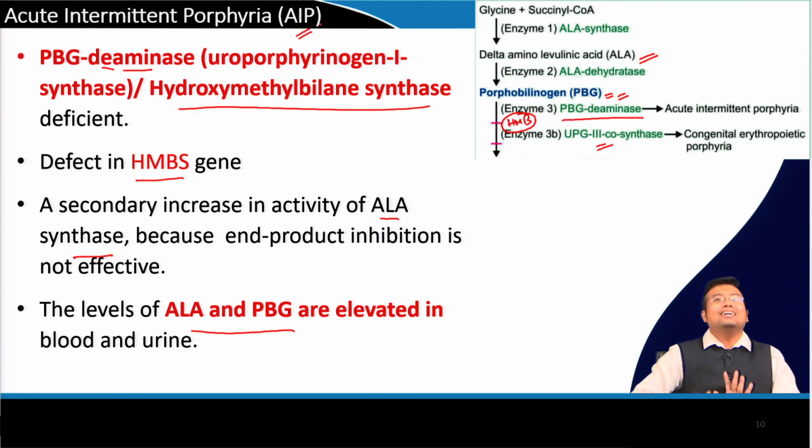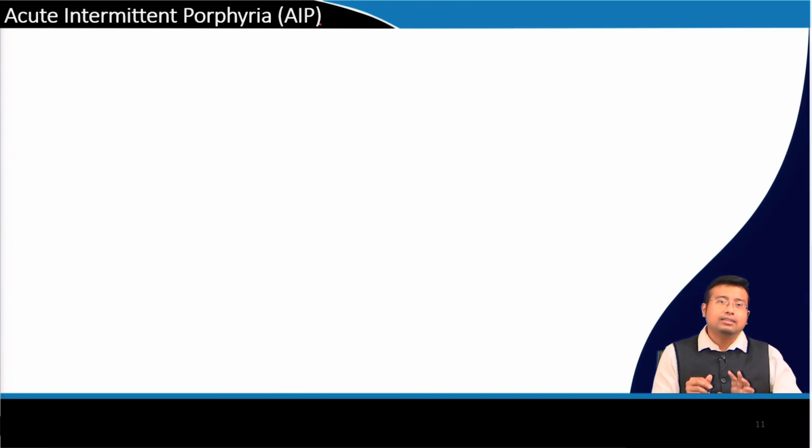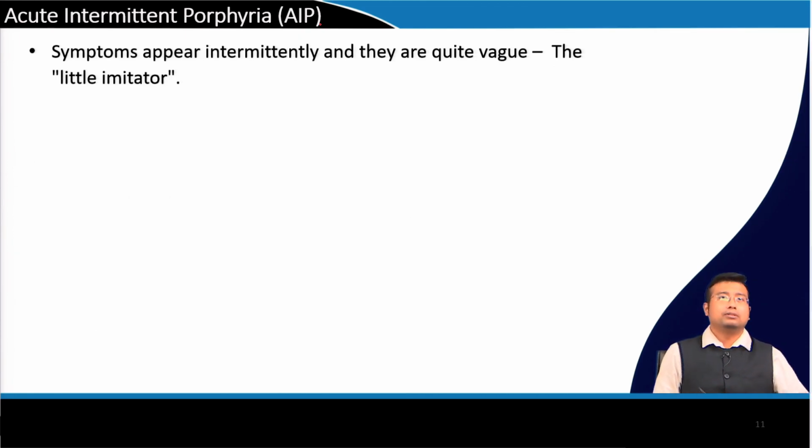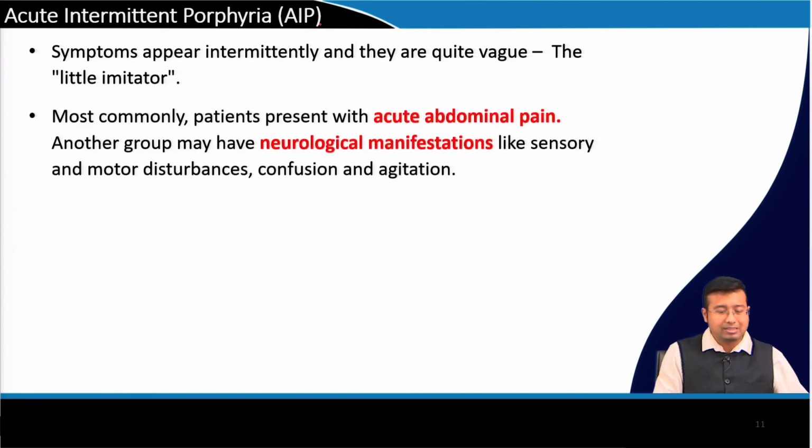AIP. So, why is it named acute intermittent? Acute because of the symptoms, intermittent also because of the symptoms. Patients present with vague symptoms which are intermittent; it happens time after time, it will not happen continuously. And what are the symptoms? Acute abdominal pain is the most common symptom of acute intermittent porphyria. The patient will present with excruciating pain abdomen, and this is one of the medical reasons of pain abdomen.